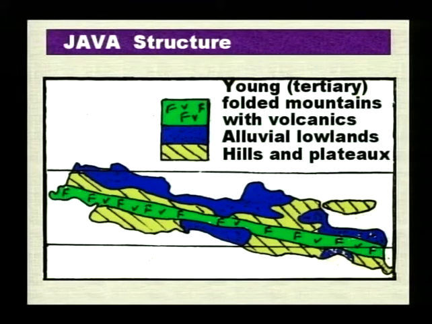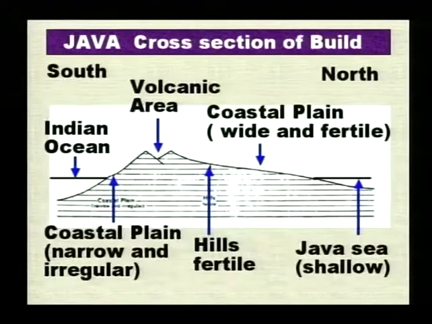And then we have the yellow color areas, of which they represent the hills and the plateaus. And because this area is densely populated, or there are so many people living there, they would have to make use of every available land. So the mountain areas and also the hills and plateaus are also used for agricultural purposes.